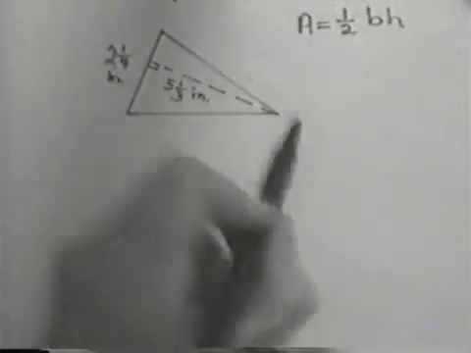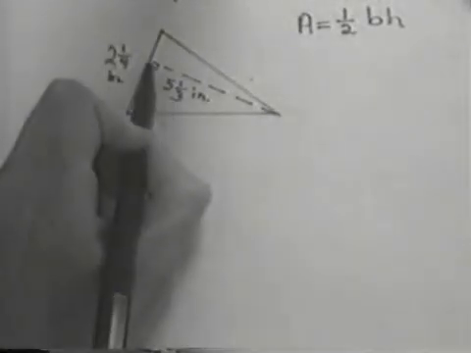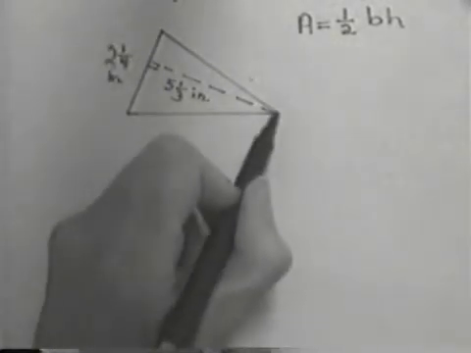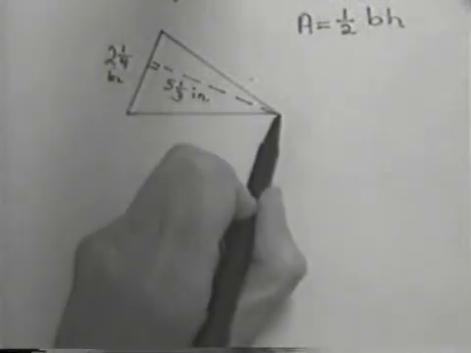But the height always has to be drawn from the opposite vertex down to that base. So if I'm going to use 2 1/4 as my base, then this would have to be my height. My height has to go from this opposite vertex over to that base. So I'm going to use 2 1/4 as my base and 5 1/3 as my height.